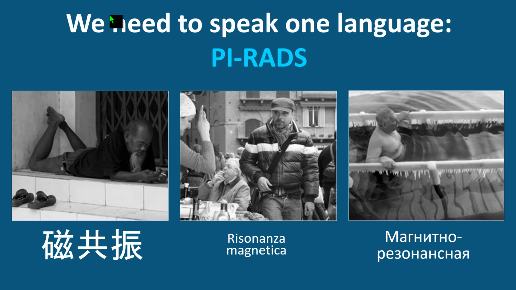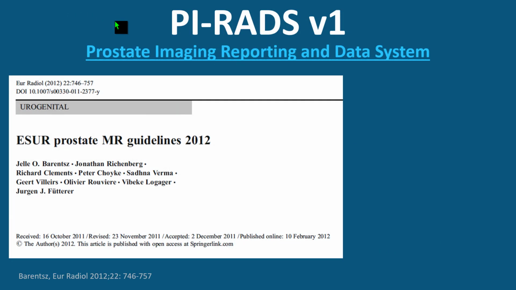My language is Nederlands, is Dutch. En als ik Nederlands praat, kunt u mij niet verstaan. When I speak Dutch, you can't understand me. You may have your own score for prostate, but if we want to communicate in Chinese, in Italian or in Russian, this all means MRI, we need to speak one language, and that's PI-RADS.